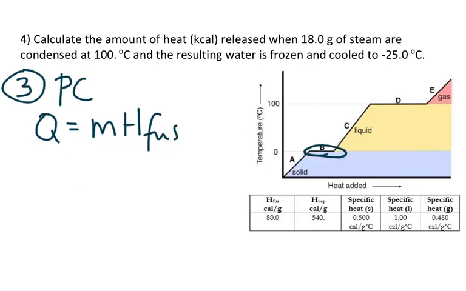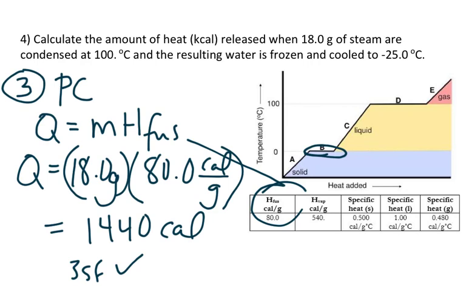Next step is the phase change as we freeze the water. So it's the mass times the heat of fusion. The mass of the water is 18 grams and the heat of fusion is 80 calories per gram, so we end up with 1,440 calories, which is 3 significant figures.